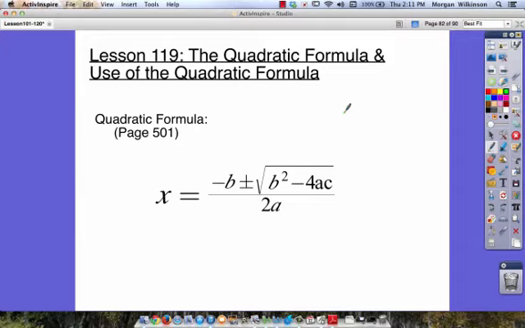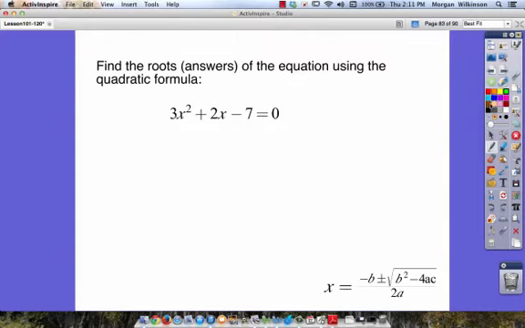We need the quadratic formula in order to solve the questions that we're going to be asked. Let's look at our first example. We want to find the roots, which are the same as the answers, of the equation using the quadratic formula. Here we have 3x squared plus 2x minus 7 equals 0. We've got the quadratic formula listed down here. We can go ahead and put a box around that.